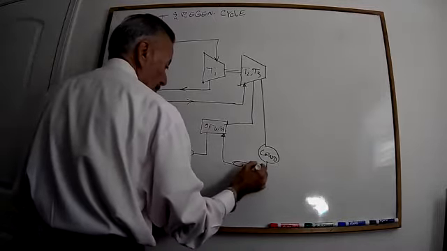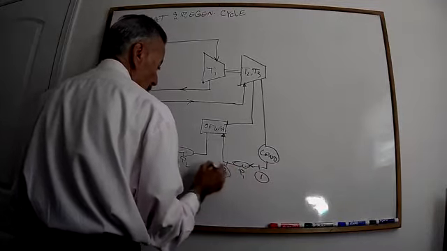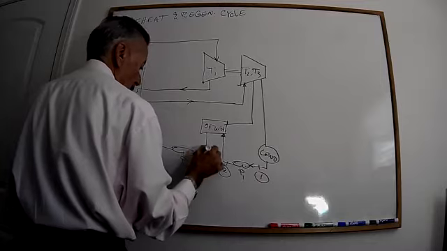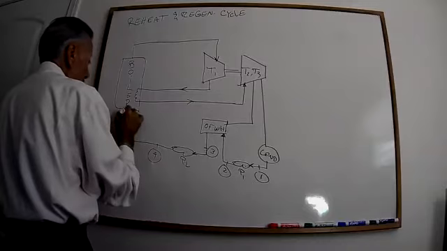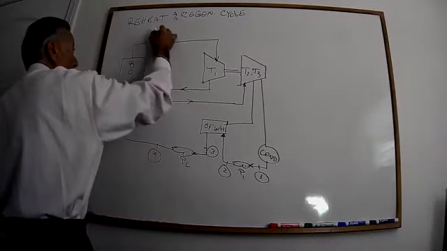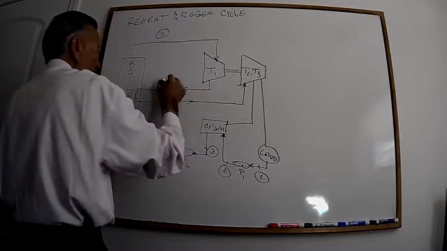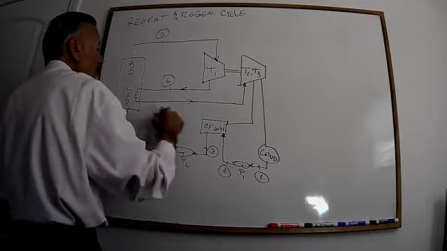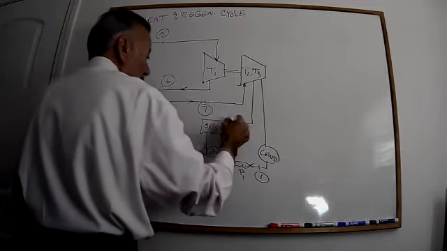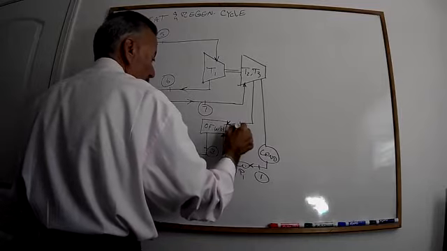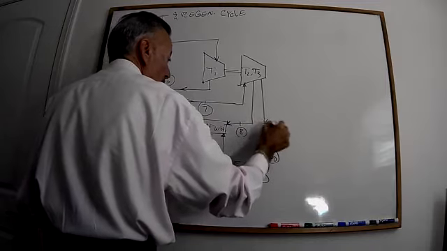Now, this is our point 1, that's point 2, 3, 4, coming out at point 5. This is our point 6 for reheat, coming back at point 7. This is our point 8. And this would be point 9.